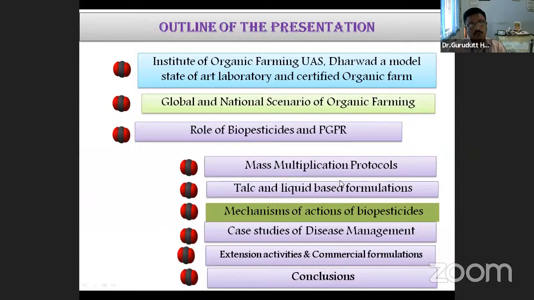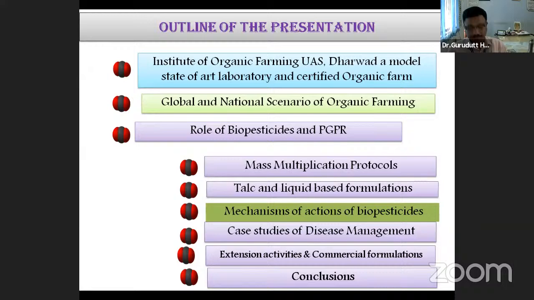This is an outline of my presentation. I would like to mention the Institute of Organic Farming, UAS Dharwad, a model state-of-art laboratory and a certified organic farm, the global and national scenario of organic farming, then the role of biopesticides and PGPR. Then comes the crux of my presentation, that is mass multiplication or commercial production of biological control agents, both talc-based, solid and liquid-based formulations, the mechanisms of action of biopesticides, and a few case studies with respect to disease management. Here I have covered almost most of the crops grown in Arunachal Pradesh as well. And then extension activities, some of the commercial formulations, and the conclusions.